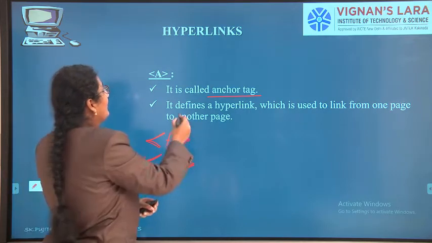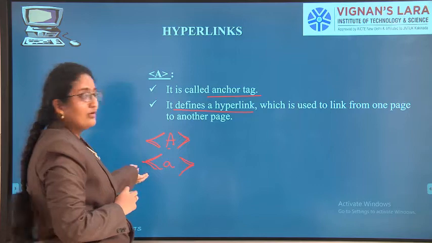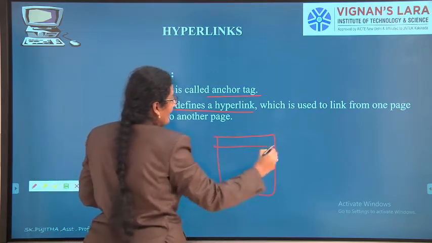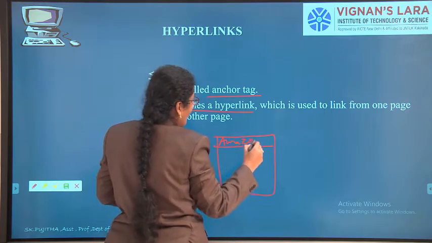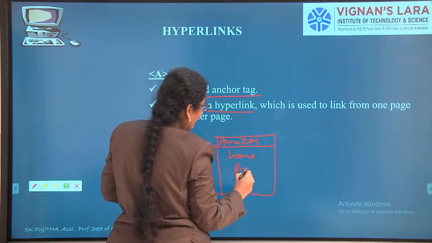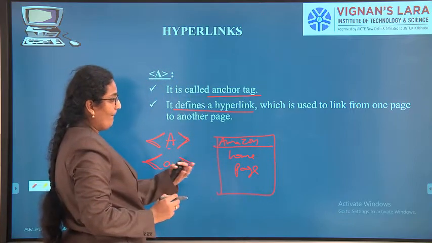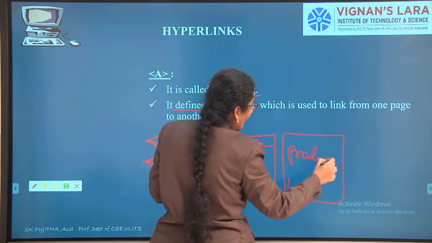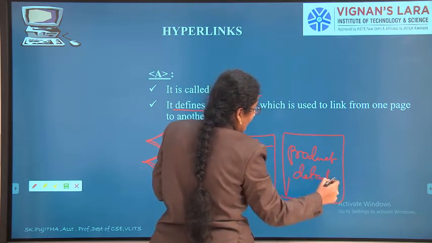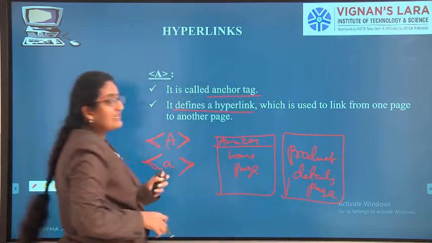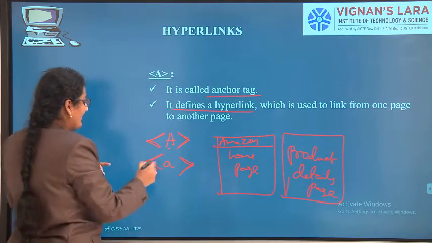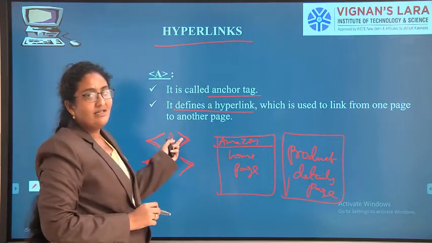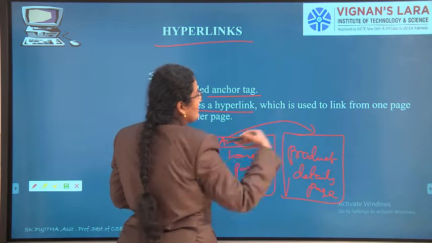This anchor tag will define a hyperlink, which is used to link one web page to another web page. See, this is your Amazon home page. From the Amazon home page, I want to go to the product details page. So see here, the anchor tag is represented with A. Why are hyperlinks used? To go from one web page to another web page.